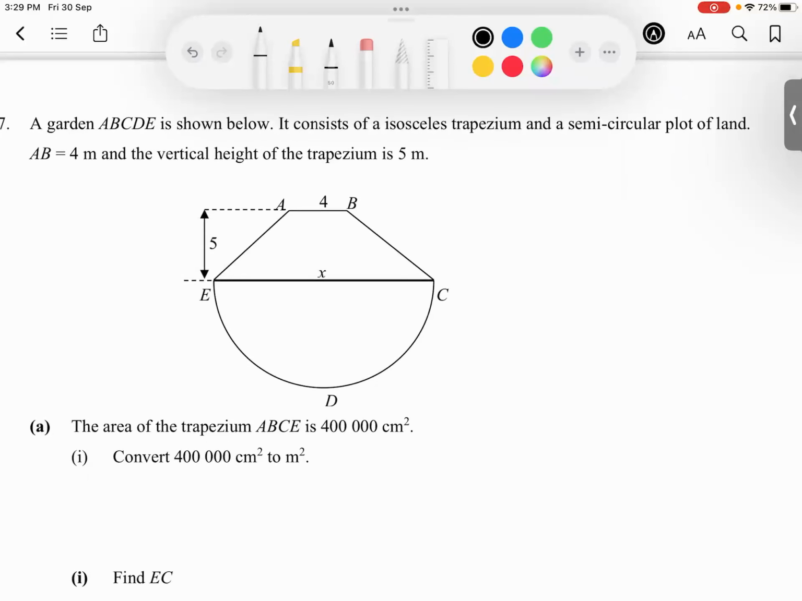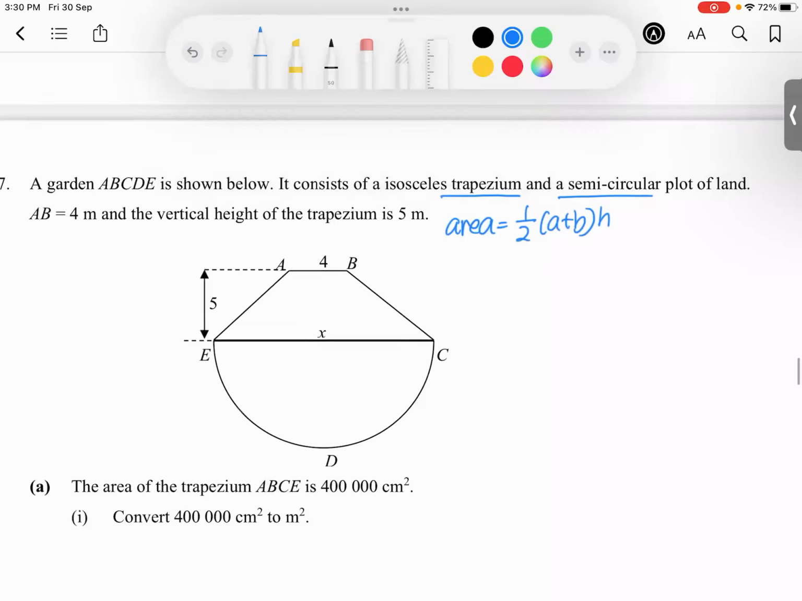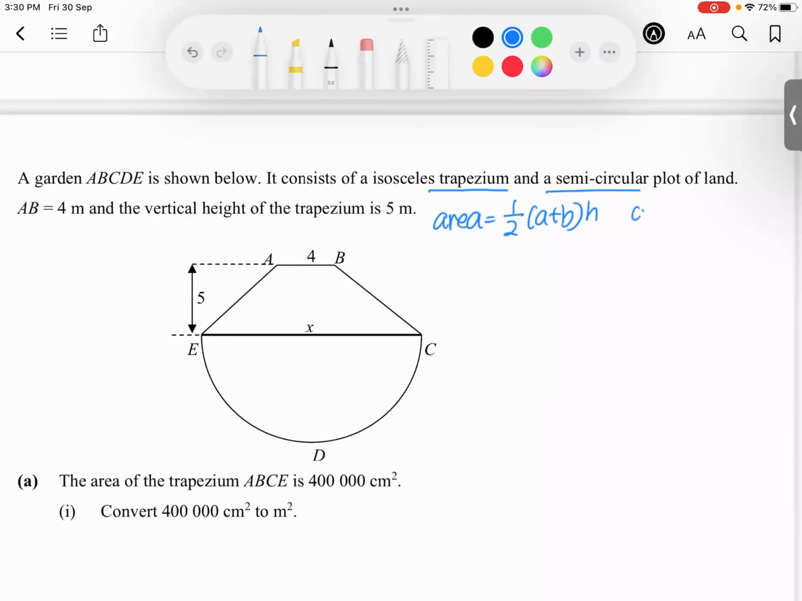Okay, the following questions over here. A garden ABCDE is shown below. It's made out of an isosceles trapezium and a semicircular plot of land. Now, when you have a trapezium, quickly write down the formula for the trapezium. Area of trapezium is half bracket, what do you all remember? A plus B times the perpendicular height. Next one, semicircular plot. For a circle there are two formulas: circumference is pi d, area is pi r squared.